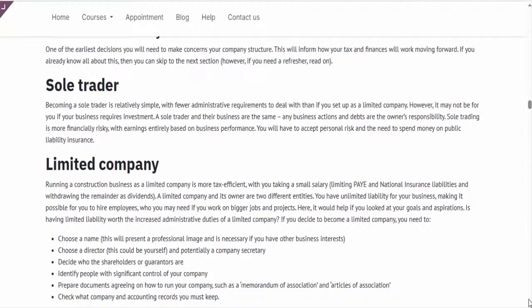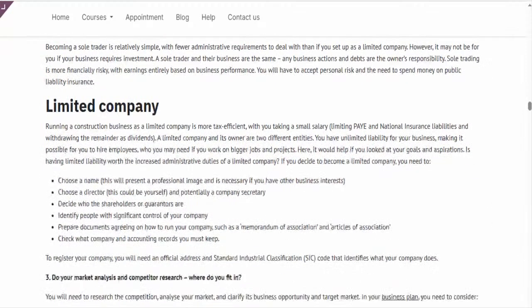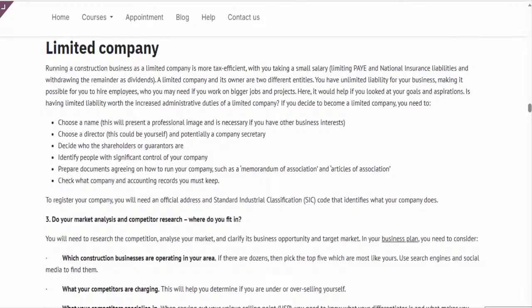Limited company. Running a construction business as a limited company is more tax efficient, with you taking a small salary, limiting pay and national insurance liabilities and withdrawing the remainder as dividends. A limited company and its owner are two different entities. You have limited liability for your business, making it possible for you to hire employees, who you may need if you work on bigger jobs and projects.